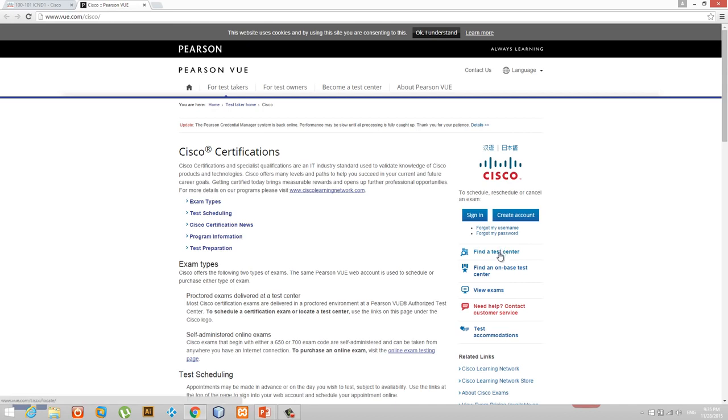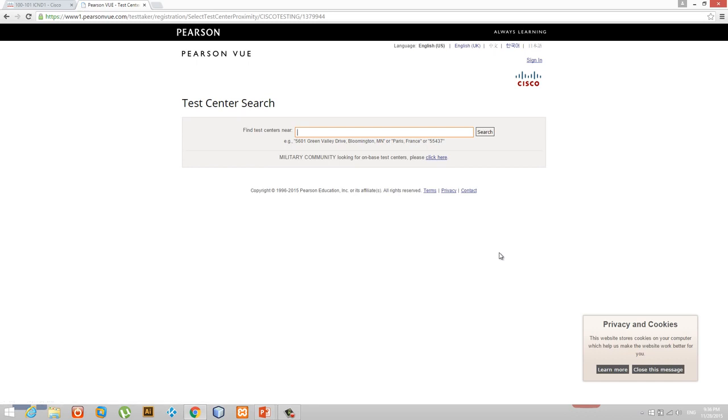You can also find the test center. VUE's test centers are available everywhere. I don't think there's any place, even a small village, that won't have one. Maybe there are places where there are no centers, but I personally haven't seen any. You can search for any city. Let's do Coventry. By the way, I studied in Coventry in West Midlands. So let's say Coventry, UK.